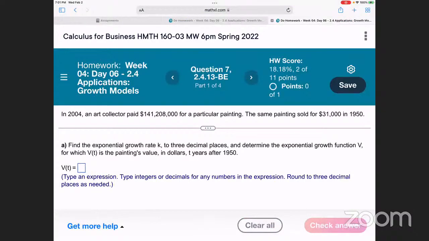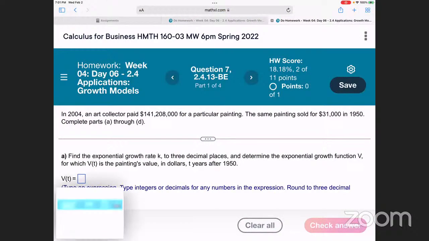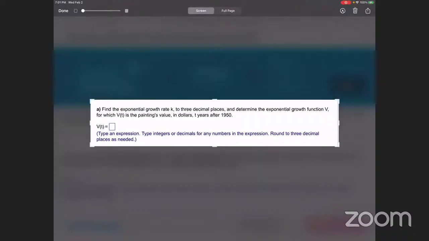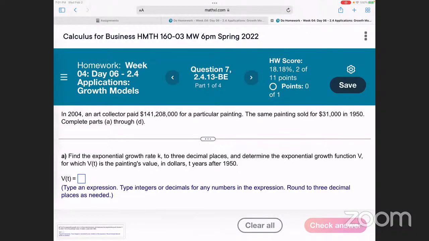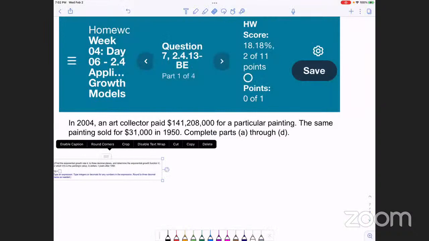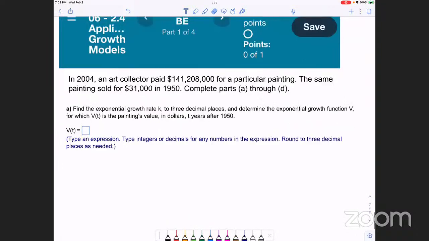Okay, find the exponential growth rate K to three decimal places and determine the exponential growth function V, which is the painting's value in T years time. Let me get a copy of this. We need all of this. This will probably be the last one. This has several parts. I'm going to drop it right here. Okay. So find the exponential growth rate.